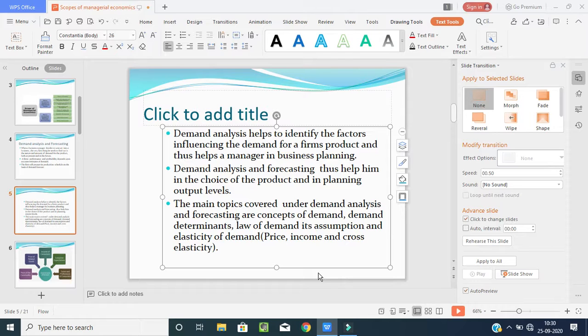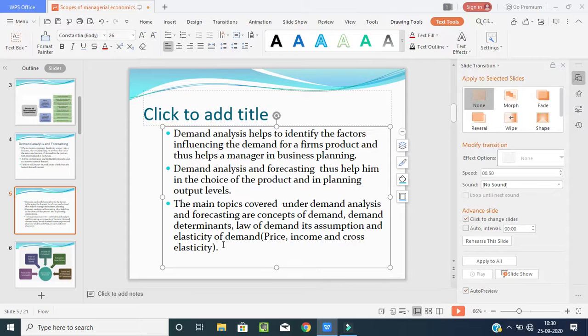Now, the main topics, that means what demand analysis covers. Under demand analysis, what are the things coming? Demand and forecasting are the concept of demand, demand determinants, what are the demand determinants, law of demand, its assumptions, and elasticity of demand, that means price, income, and cross elasticity. All these are the topics which the demand analysis covers.